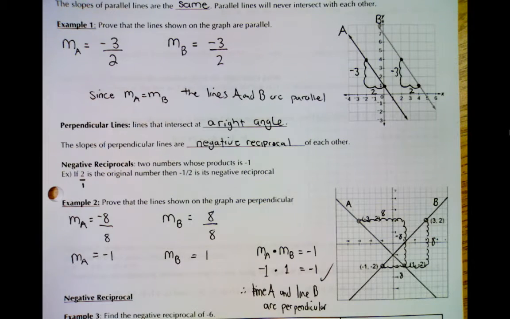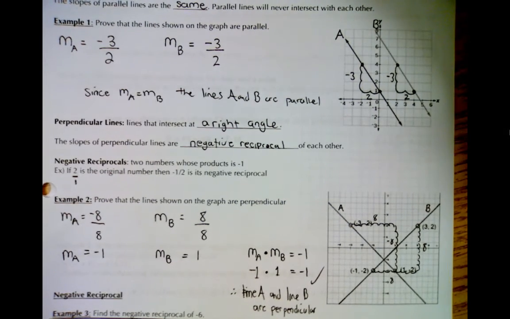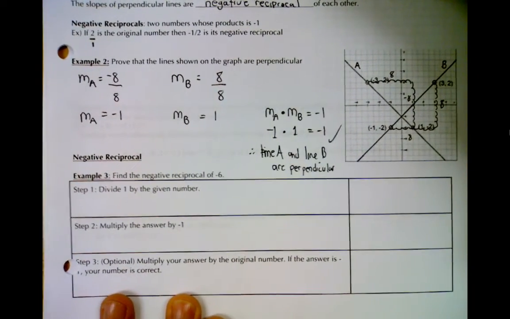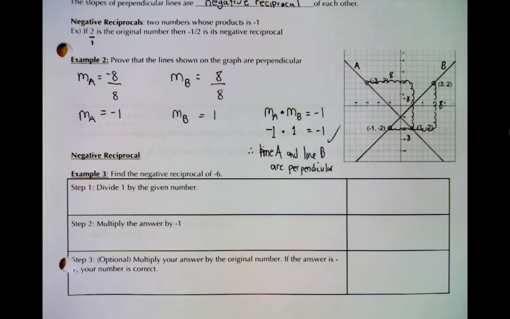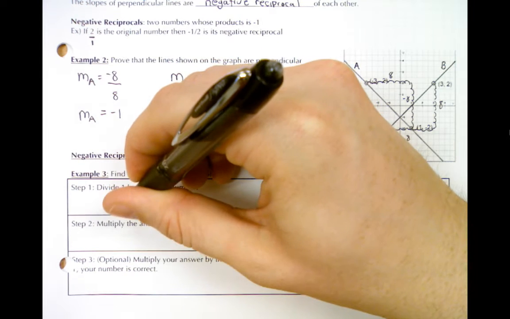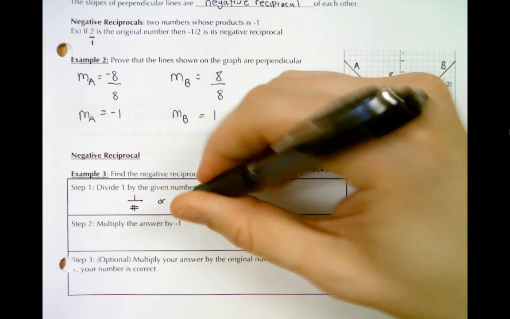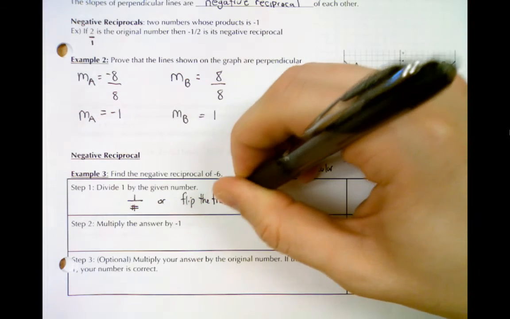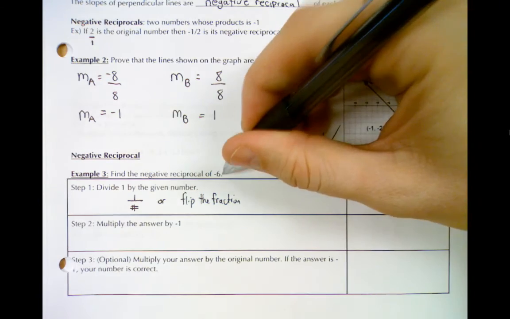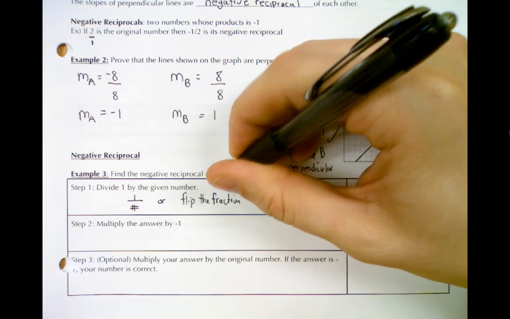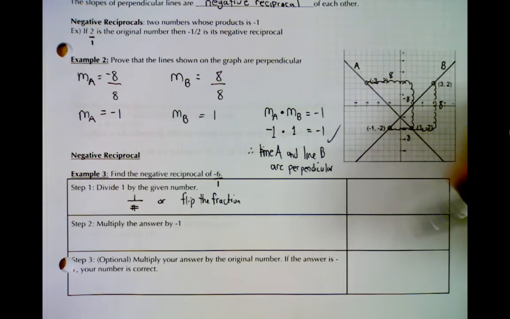But let's look at another example of negative reciprocals, just so you get a better idea as to what negative reciprocals are. Here are some steps. Find the negative reciprocal of negative 6. The first step is to divide 1 by the given number. So that means do 1 over the number, or flip the fraction, if it's a fraction. Negative 6 is not a fraction unless you write it as negative 6 over 1. So if you flip that fraction, you get 1 over negative 6.